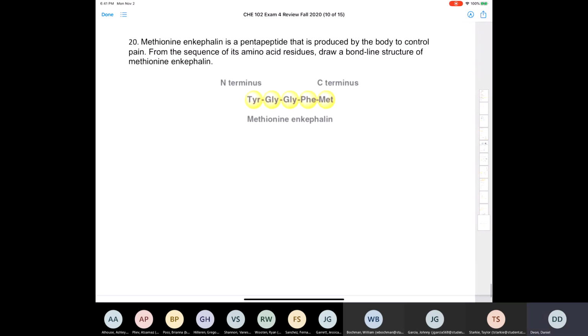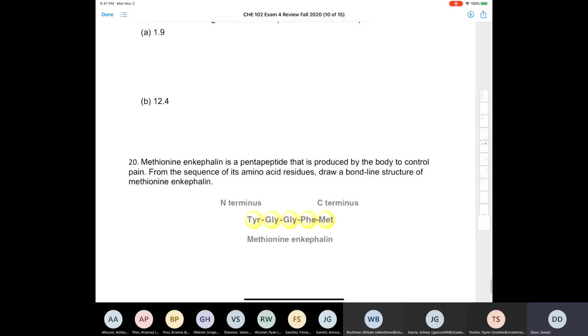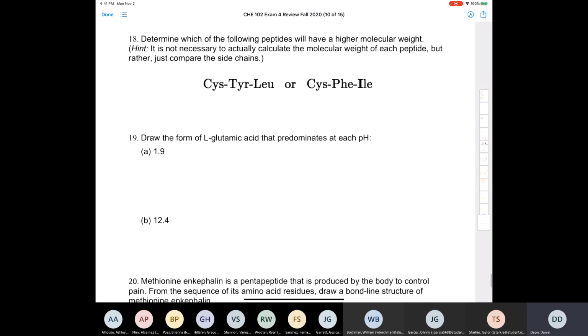Let's try this one. Okay, let's try number 20. Yeah, we could look at number 18 quickly. Number 18 is kind of a weird question. I took it out of another textbook. It says, determine which of the following peptides will have a higher molecular weight. Hint, it's not necessary to actually calculate the molecular weight of each peptide. You just compare the side chains.